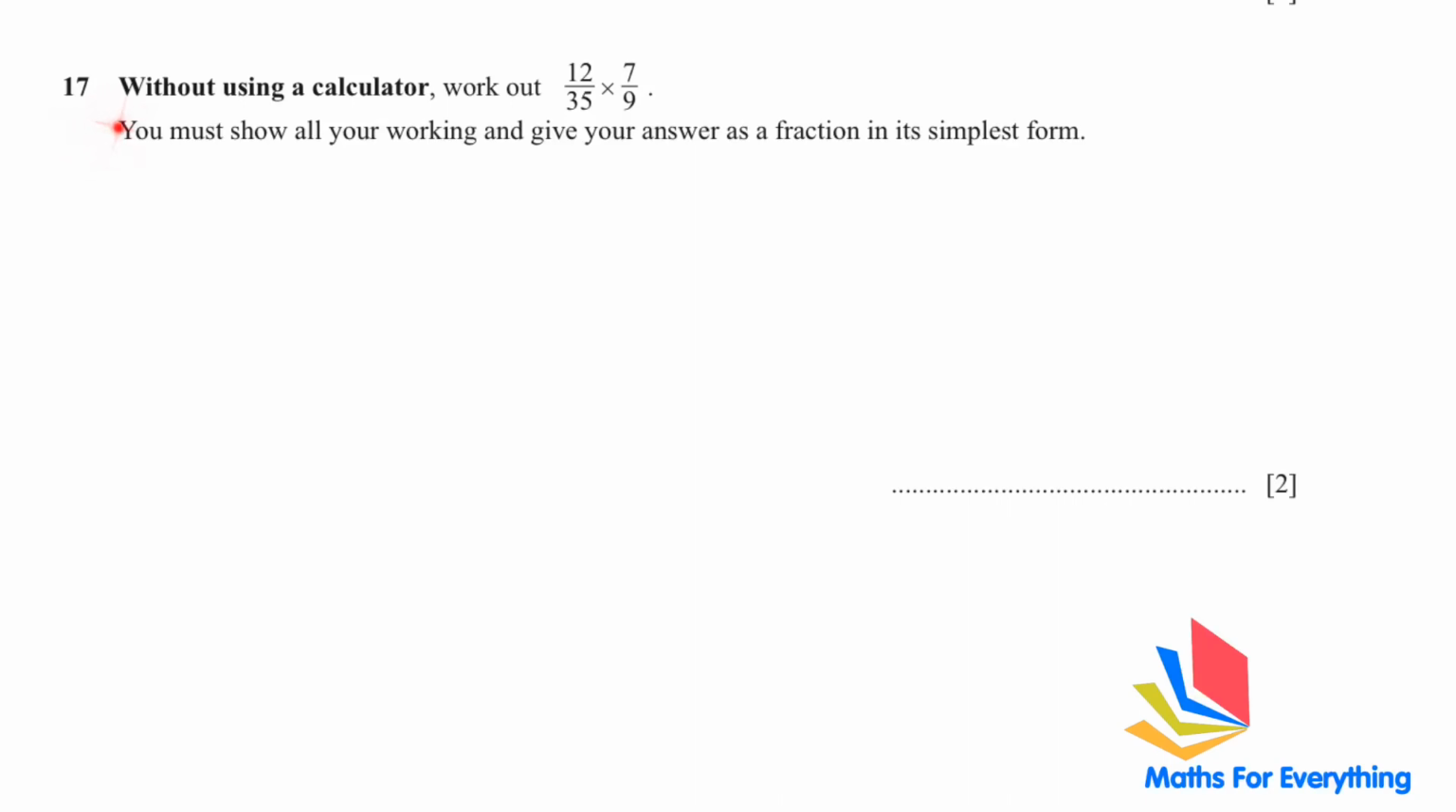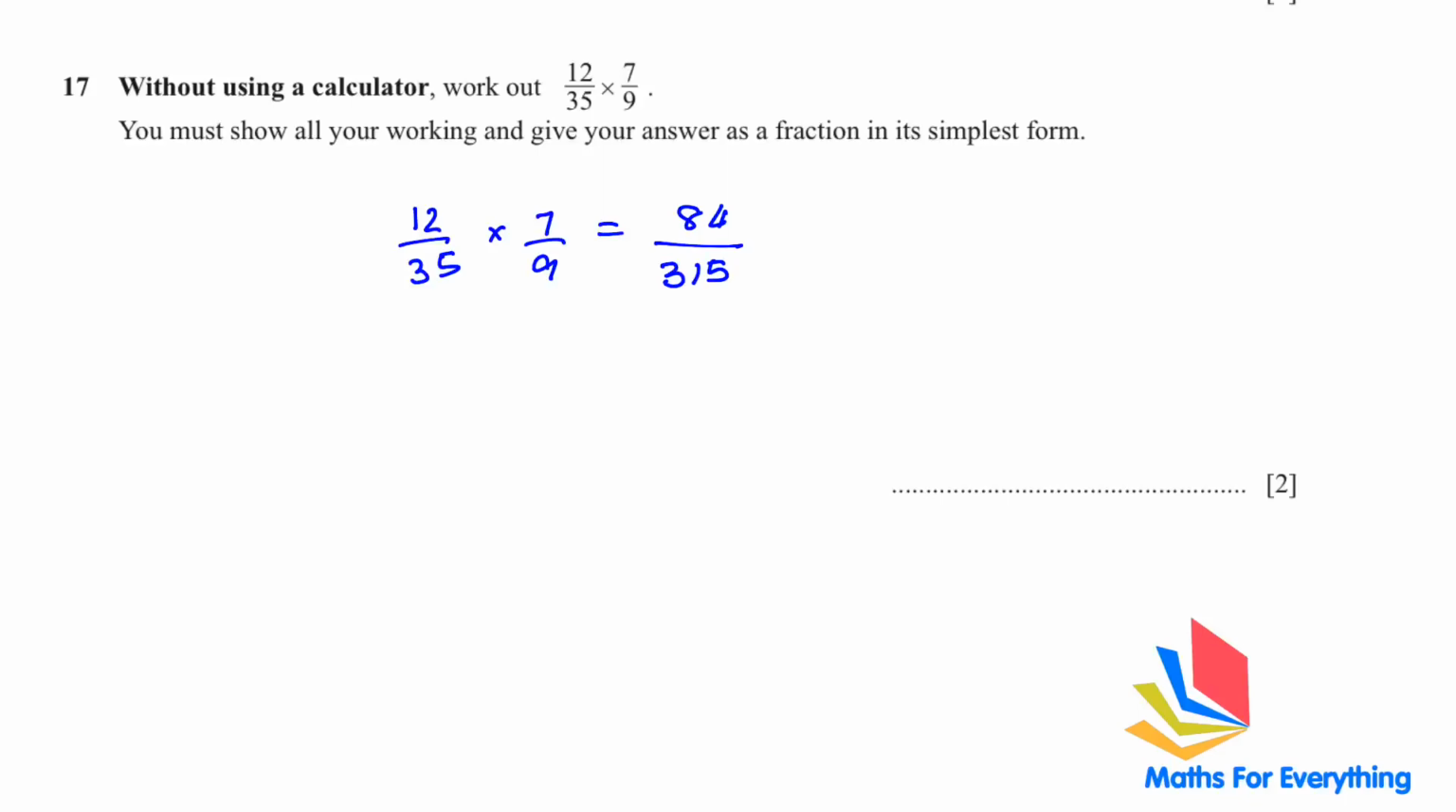Question number 17. Without using a calculator, work out 12 over 35 multiplied by 7 over 9. You must show all your working and give your answer as a fraction in its simplest form. So we are going to use the calculator, but show that we are not using the calculator. The first thing, multiply the numerators and denominators. 12 multiplied by 7, you will get 84. And then 35 multiplied by 9, you will get 315.